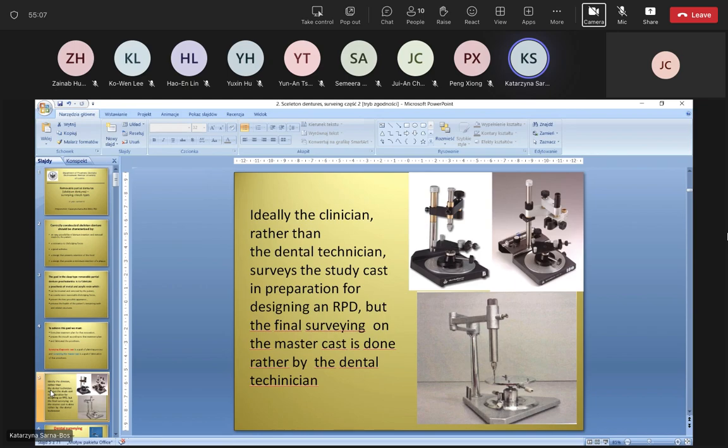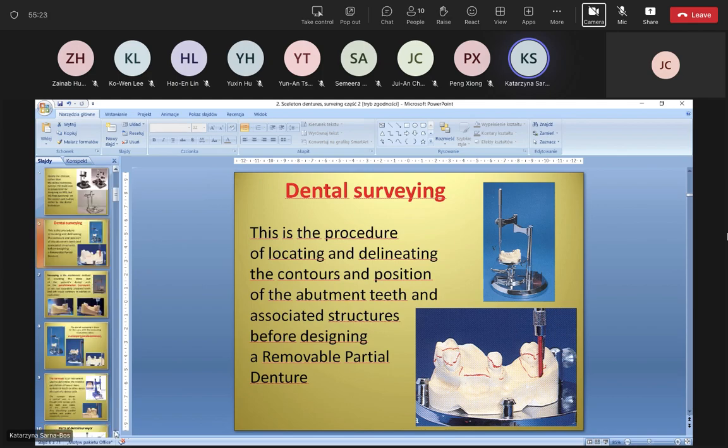Ideally, the clinician rather than the dental technician surveys the study cast in preparation for designing an RPD, but the final surveying on the master cast is done by the dental technician. So what does dental surveying mean? Dental surveying is the procedure of locating and delineating the contours and position of the abutment teeth and associated structures before designing a removable partial denture.